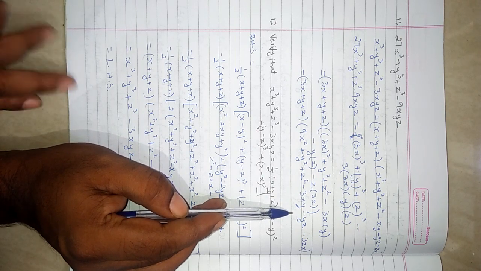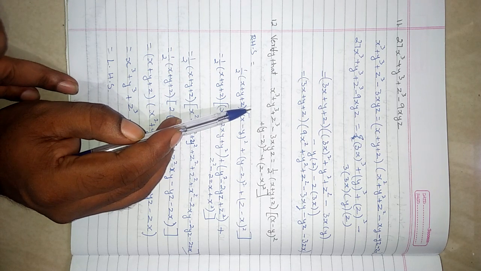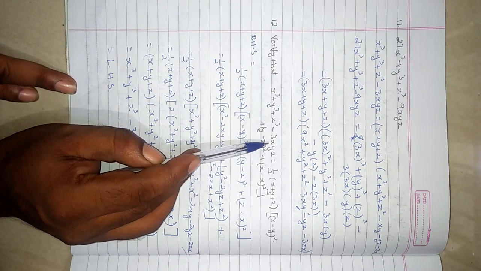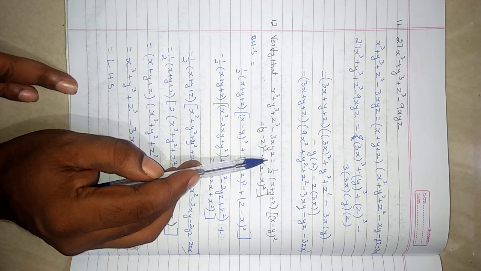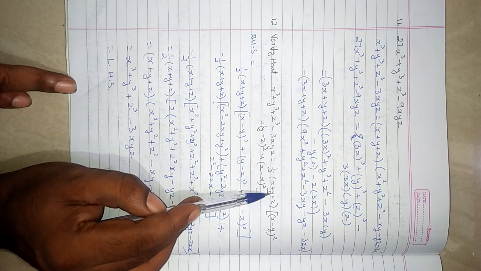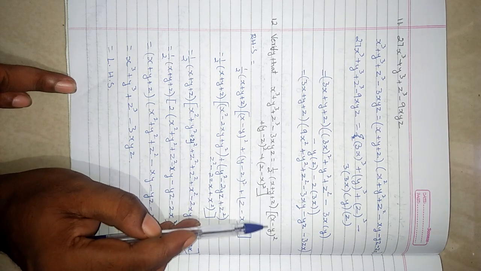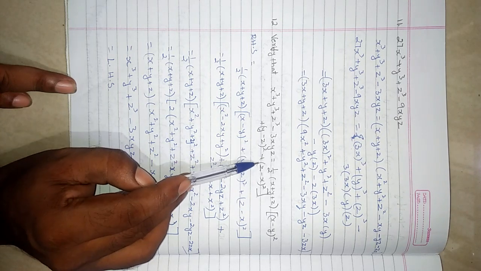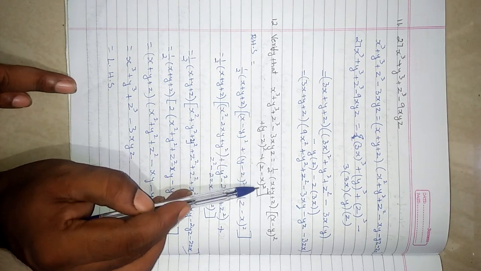Let's go for the next one. 12th one. Verify that x cube plus y cube plus z cube minus 3xyz is equal to 1 by 2 into x plus y plus z into (x minus y) the whole squared plus (y minus z) the whole squared plus (z minus x) the whole squared.